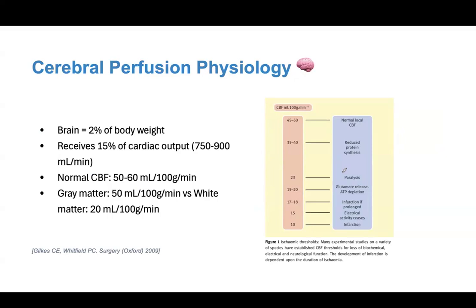In conditions where it has decreased to less than 20, we can start to have ATP depletion. And if it is severely decreased, below 15 to 20, like 17 to 18, we can start to have infarction. And at less than 15, we can have electrical activity decrease.